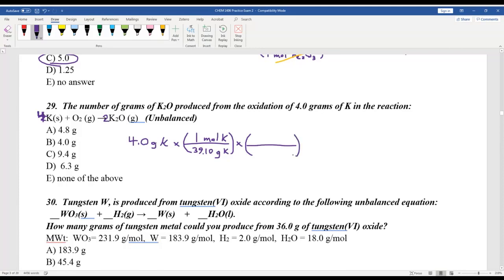And what unit goes on the bottom of the next conversion factor? Moles of K, very good. And then what unit goes on the top of the next conversion factor? What am I trying to convert to? Can I go from moles of K to grams of K2O?